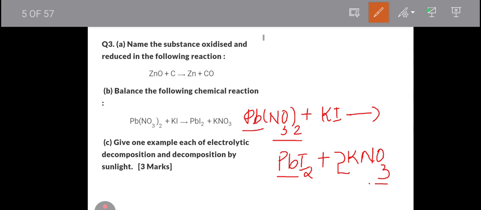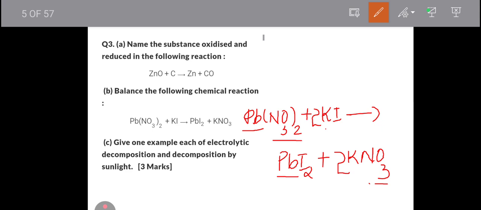Okay, so what change has happened? That is 2KNO3. So the number of potassium has changed. Now you just see in the product side you have 2 potassium, whereas in the reactant side you have only 1 potassium. So you have to make it 2. How will you make it 2? Yes, you have to put 2 in front of KI, right? So this is the balanced chemical equation for this reaction: Pb(NO3)2 plus 2KI gives PbI2 plus 2KNO3.